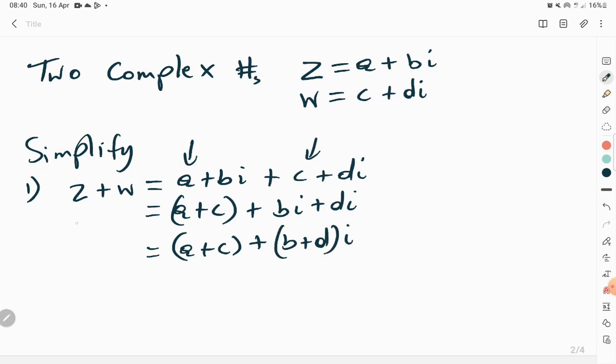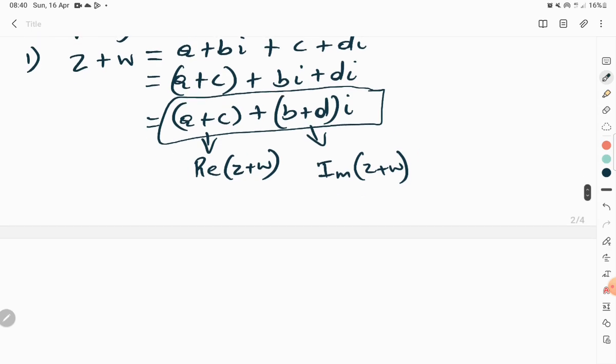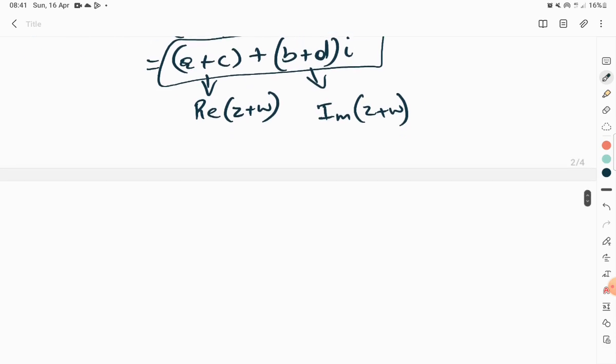So you can see that when you are adding two complex numbers, you get a complex number, where this is the real part of z plus w, and this one is the imaginary part of z plus w. This is just one complex number, which is found when we're adding two complex numbers. The real parts go on their own, and the imaginary parts also go separately.